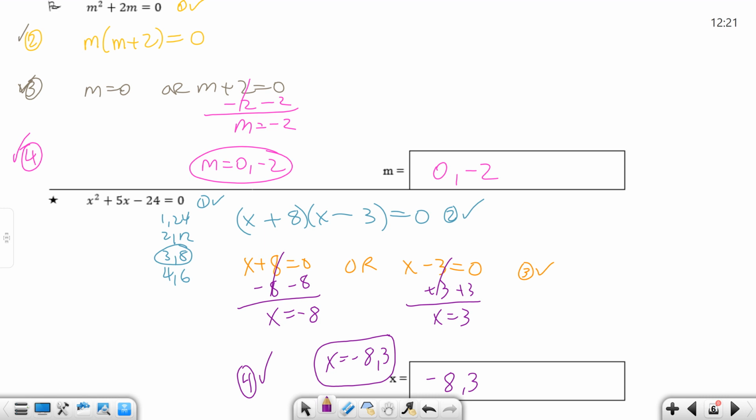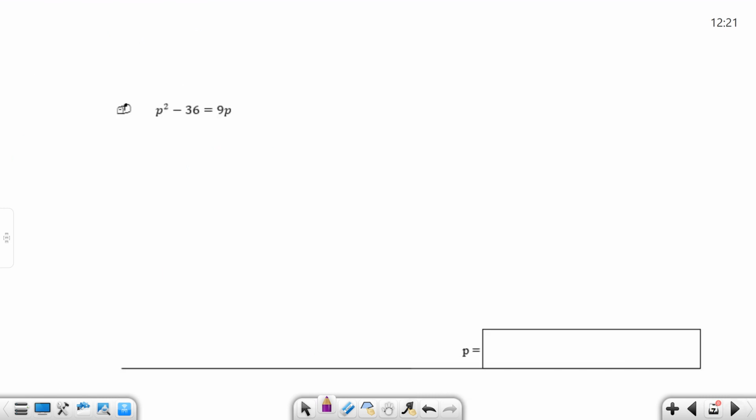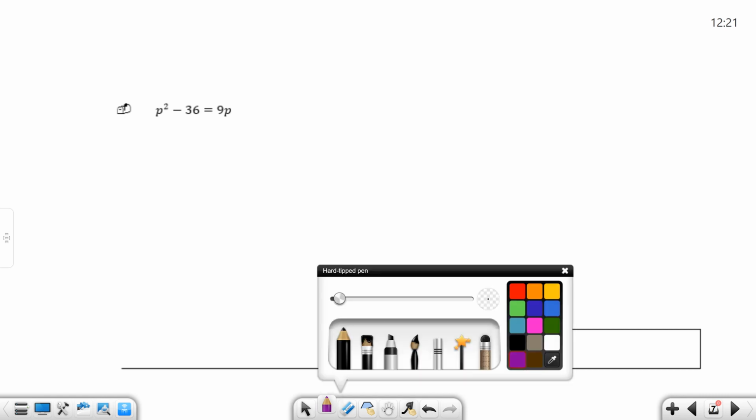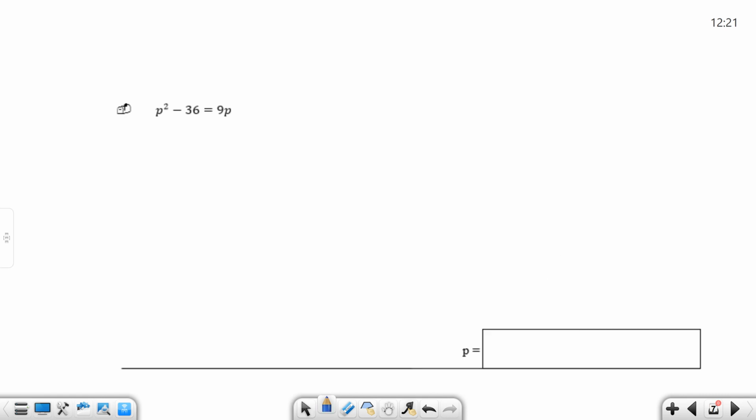So again, we're doing the same thing. Making sure it's equal to 0. Factoring. Then we're setting each factor equal to 0. Then we're solving. Right? So here, we want to first ask ourselves, is it equal to 0? And the answer to that is a resounding no. So my p squared is positive, so I want to take this and move it over because I want to keep my squared term positive. That's what I want to do.